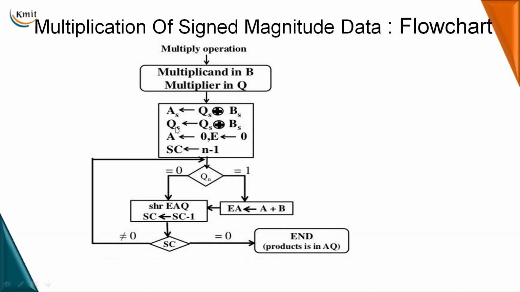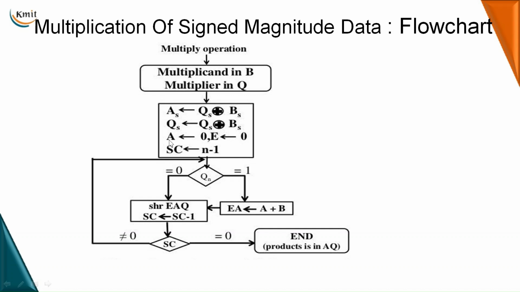So you need to first assign the resultant sign of your product. For that you are performing an XOR operation on the sign of the multiplicand and multiplier bits. So that will give you the sign of your resultant product.